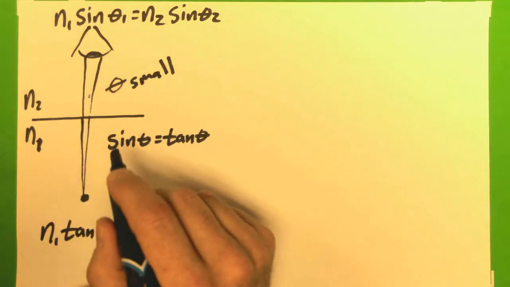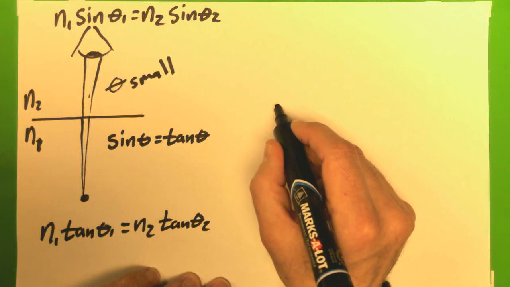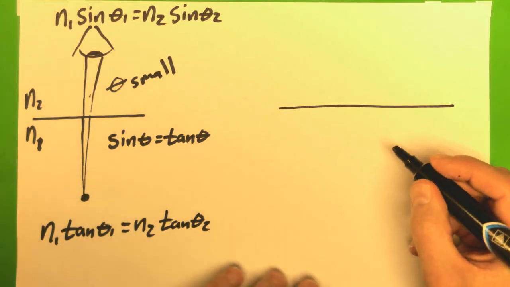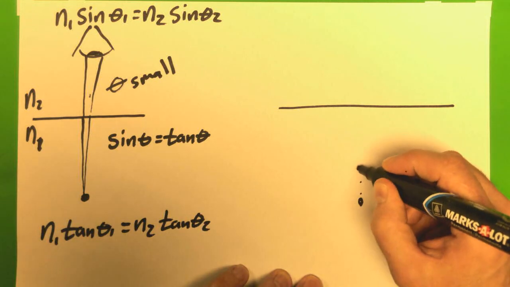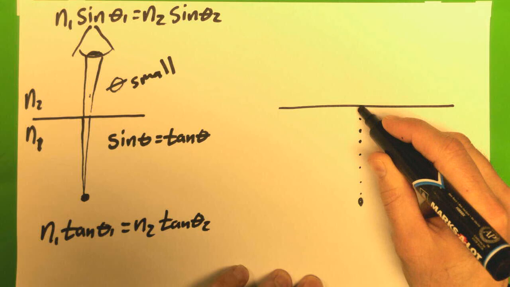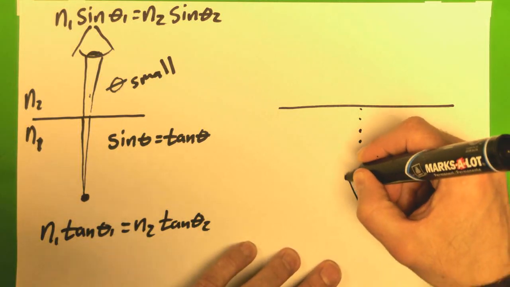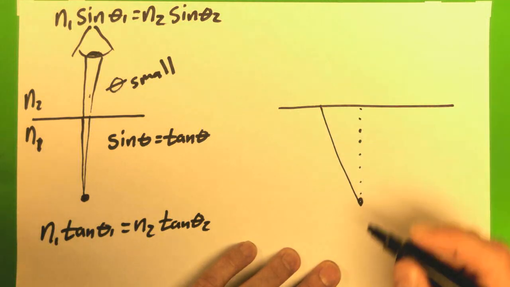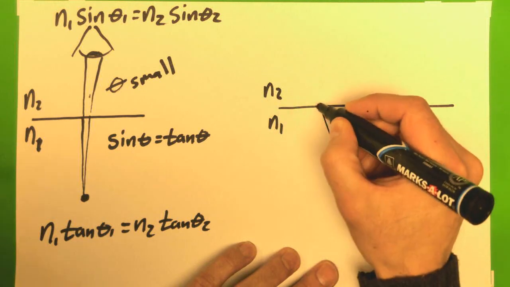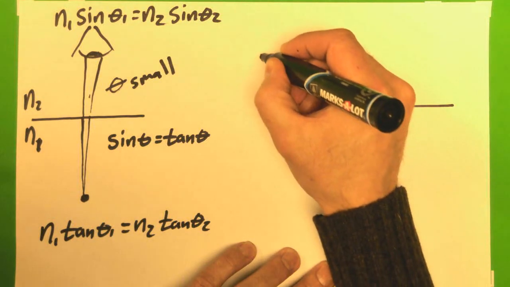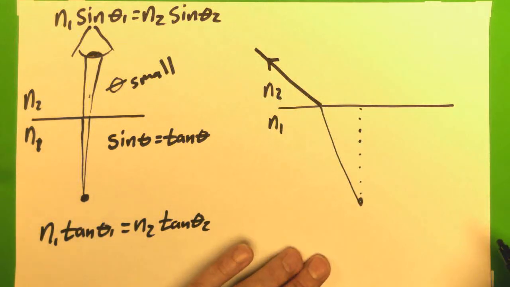So I'm going to redraw this now, totally exaggerating the angles these are making. So here's my interface, and here's this penny. I'm going to draw a dotted line just to represent what is straight above that penny. And here's a ray of light coming to the surface. And because n1 is greater than n2, I know that that is going to bend away. So it's coming towards the surface and bends away, going that way.